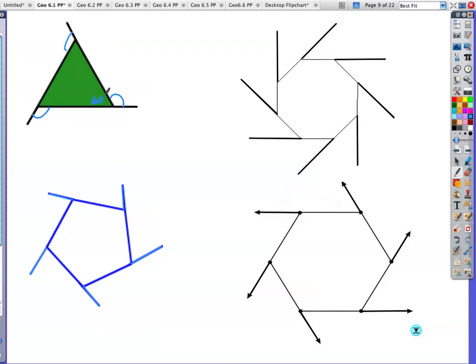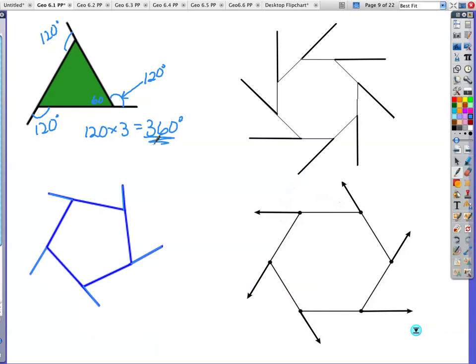This would be 60 degrees. So then what does this have to be? 120. So then this would have to be 120. This would also be 120. 120 times 3 is 360 degrees. Okay, so all of the exterior angles on this particular figure add up to 360. Let's see if this changes depending on our figure.